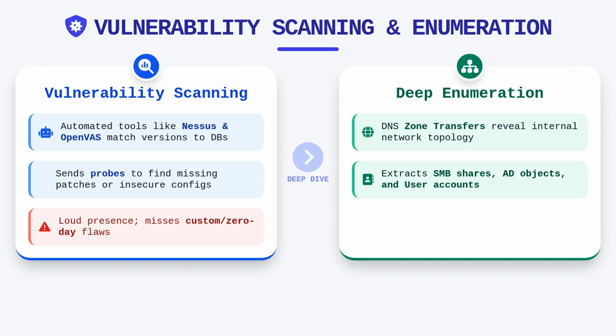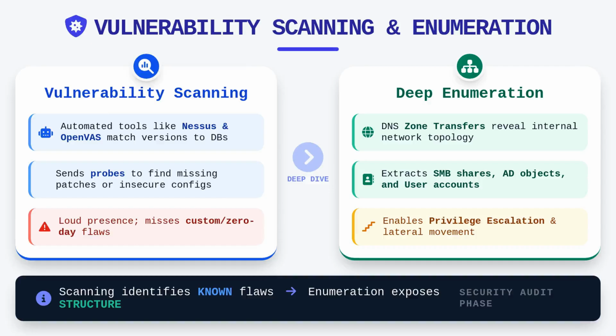Attackers or auditors query DNS servers to perform zone transfers, which could inadvertently reveal the entire internal topology of an organization. Similarly, enumerating SMB shares or Active Directory objects provides a list of reachable resources that could become entry points for privilege escalation or lateral movement.